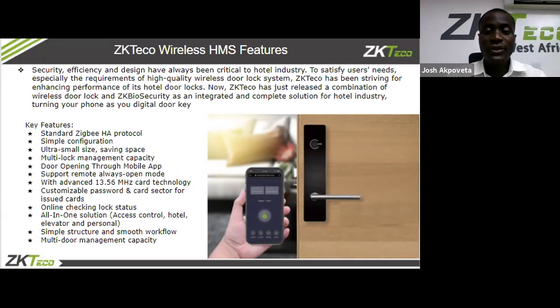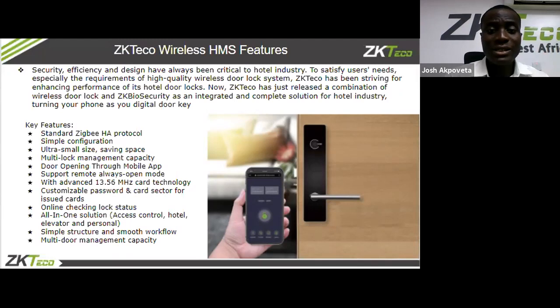Let's look at some of the unique features that this wireless lock offers. It comes with a standard ZigBee protocol, meaning all the locks are connected using the wireless protocol, as referred to as ZigBee. It can be configured using the basic configuration technique. It is small and light. It supports remote access, and it uses the MiFi just like the previous lock we talked about, and you can customize it. Customizing this lock is way much easier than customizing the previous lock we discussed. And it's online, meaning you can check the status of the lock in real time.